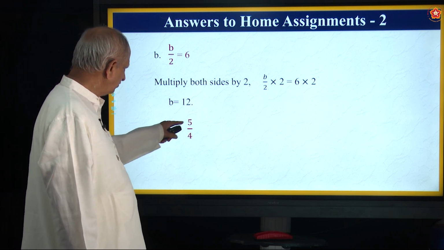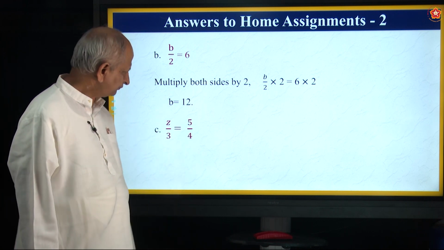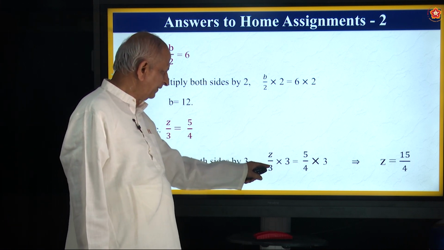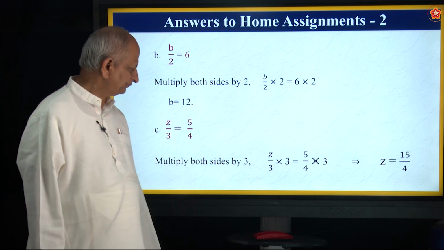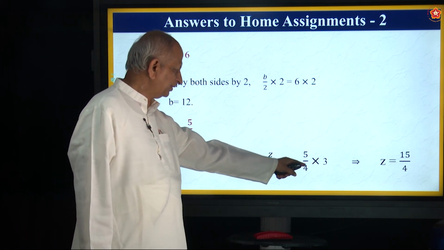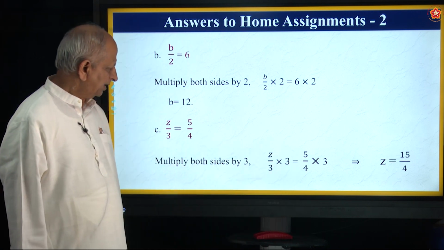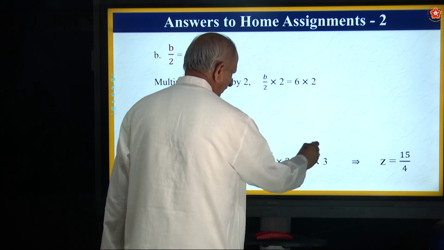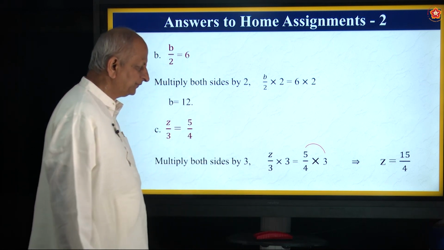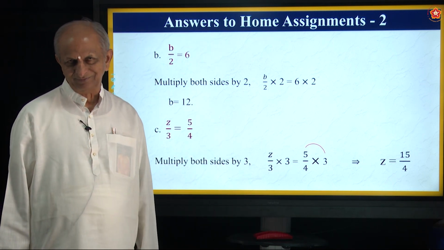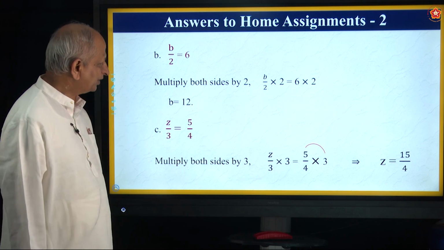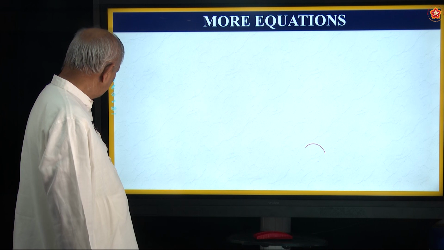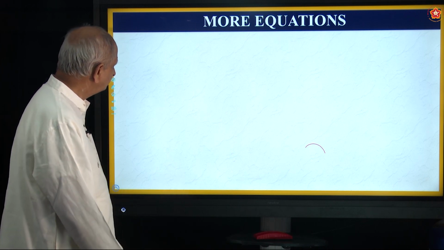Z by 3 is equal to 5 by 4. So, multiply both sides by 3. So, Z by 3 into 3 is equal to 5 by 4 into 3. And how to multiply? So, here 3 cancels, and 3 into 5 becomes 15, so 15 by 4, correct? That is how you solve it. I think you understood, okay? So, these are the home assignments given.